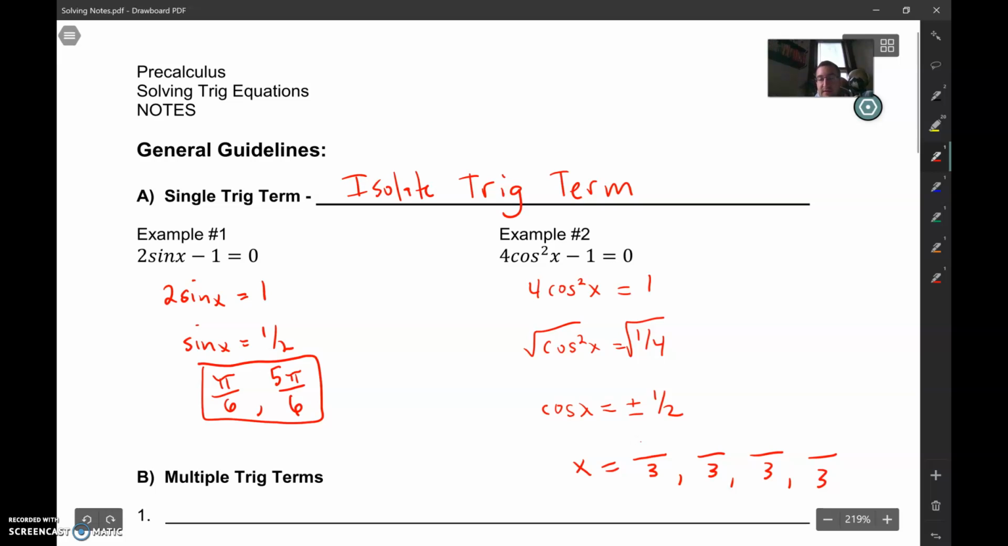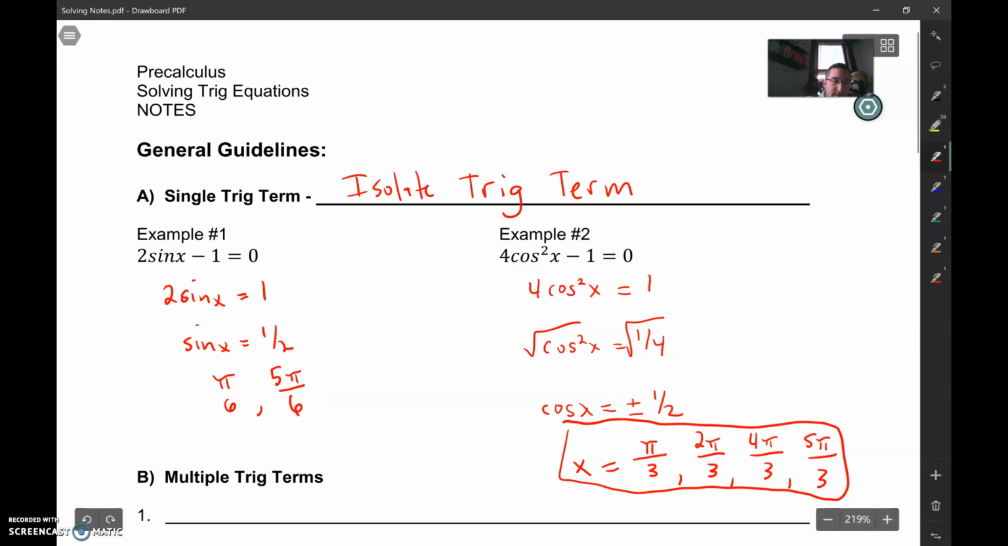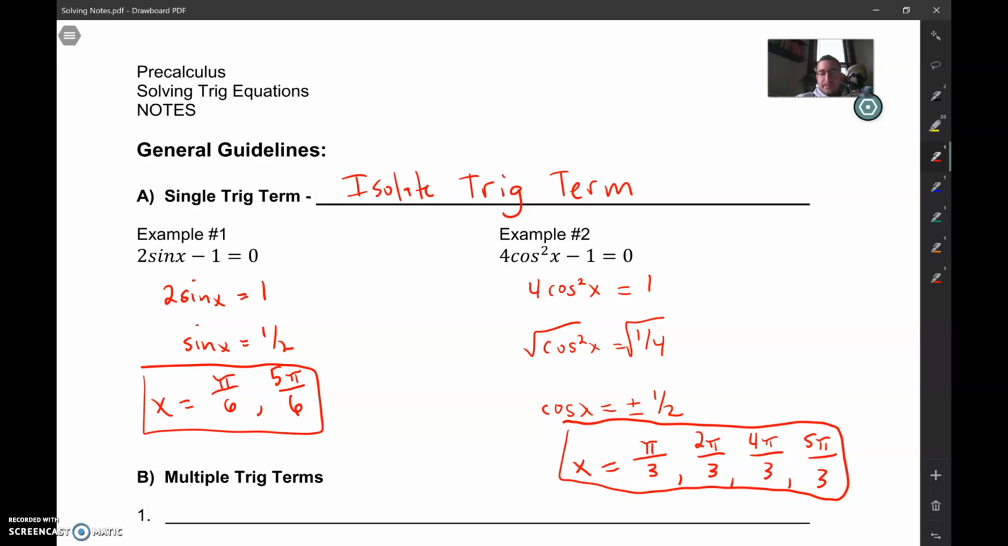So that actually makes it a little easier because I know pi over 3, 60, will work. That will give me 1/2. I know that 2 pi over 3 gives me negative 1/2. 4 pi over 3 gives me negative 1/2. And 5 pi over 3 gives me positive 1/2. So there are our answers. And I should have done this on the left example too. I should have said that x equals this, because that's ultimately what we're finding. We are finding the angles that make this equation true.